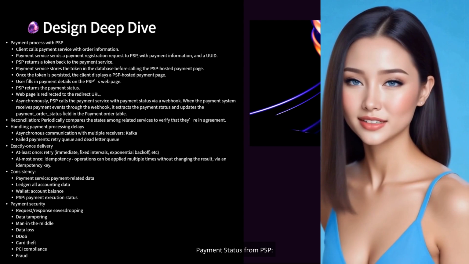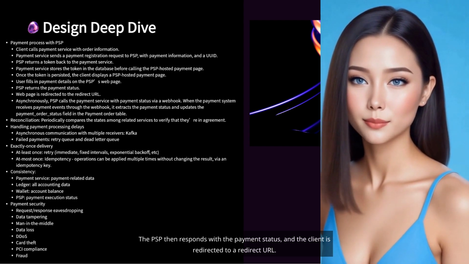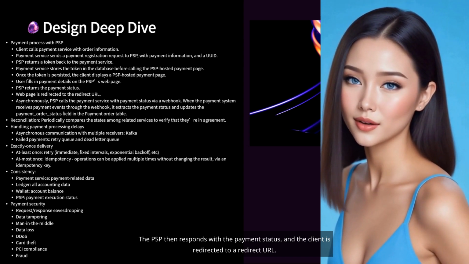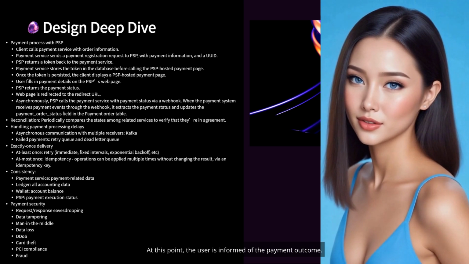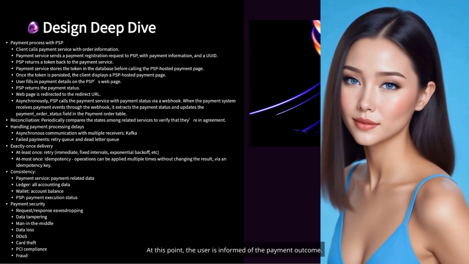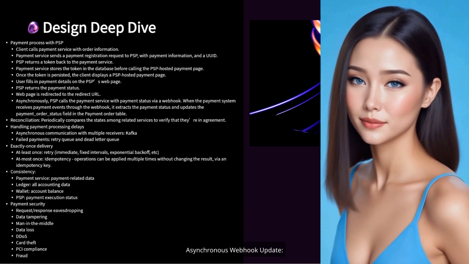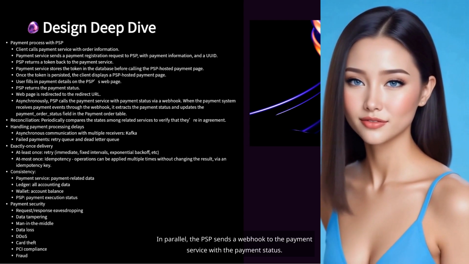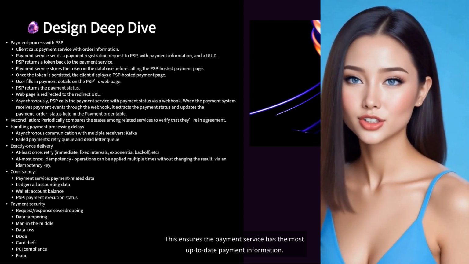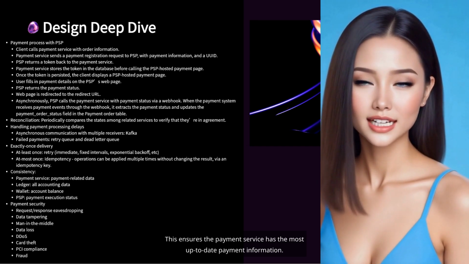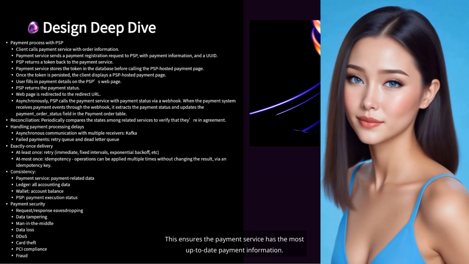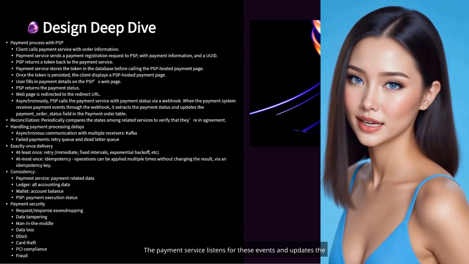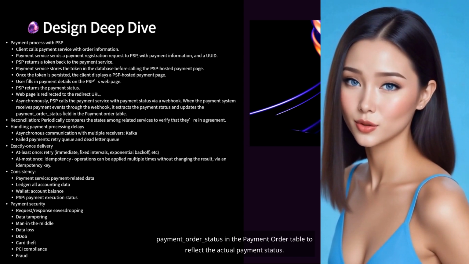Payment status from PSP. The PSP then responds with the payment status, and the client is redirected to a redirect URL. At this point, the user is informed of the payment outcome. Asynchronous webhook update. In parallel, the PSP sends a webhook to the payment service with the payment status. This ensures the payment service has the most up-to-date payment information. The payment service listens for these events and updates the payment order status in the payment order table to reflect the actual payment status.